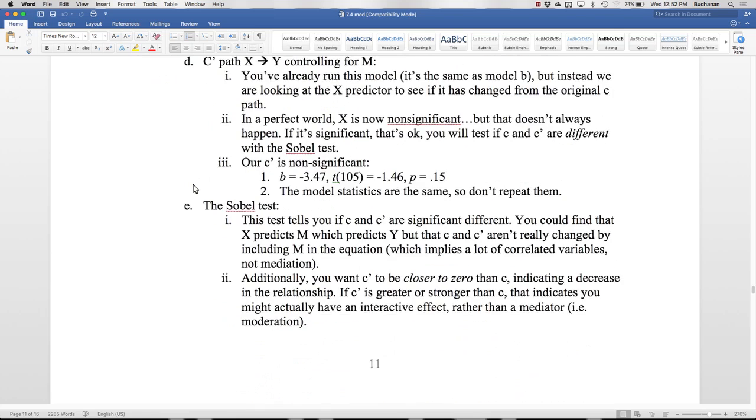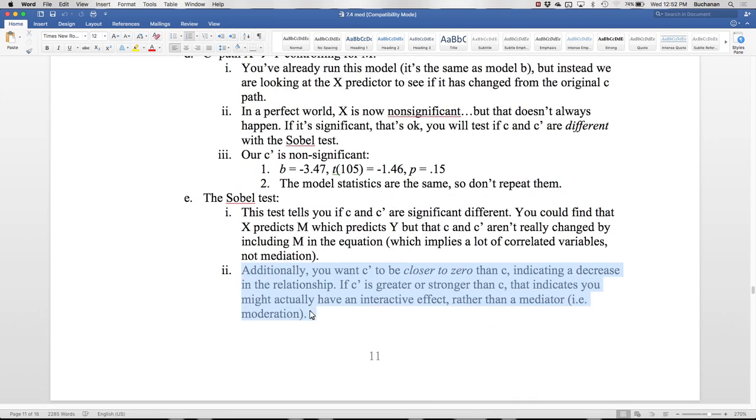So what Sobel does is it tells me if C and C prime are different by testing A and B, which is a little odd, but that's the way it works. It could be that X predicts Y, X predicts M, M predicts Y, but C and C prime aren't different. That just implies they're all correlated with each other.